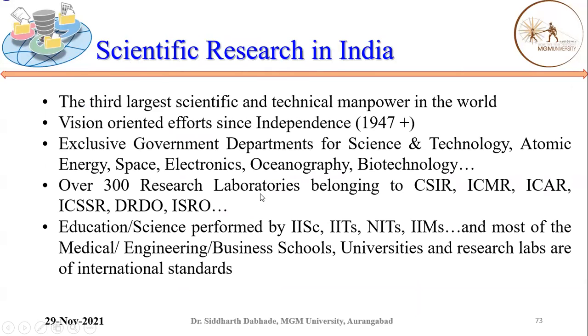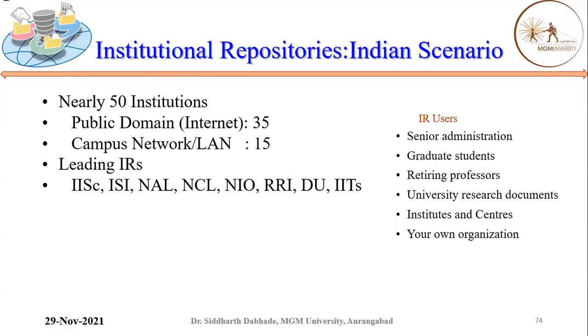Right. So if we think about India also, after independence so much research work has developed, and most of the famous names are like CSIR, ICMR, ICAR, IITs, IISc, NITs, IIMs. They are going to use such different institutional level repositories. So if we think about the institutional repositories in the Indian scenario, nearly 50 different types of institutes are going to use the public domain internet, and some are developed for their campus purpose only, on the campus network.